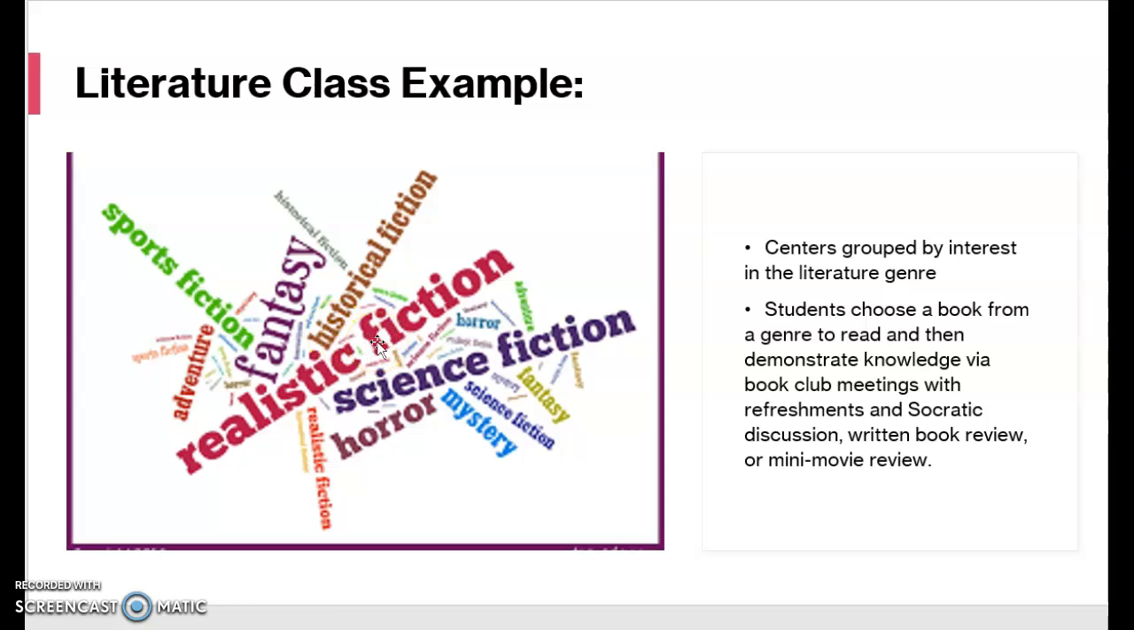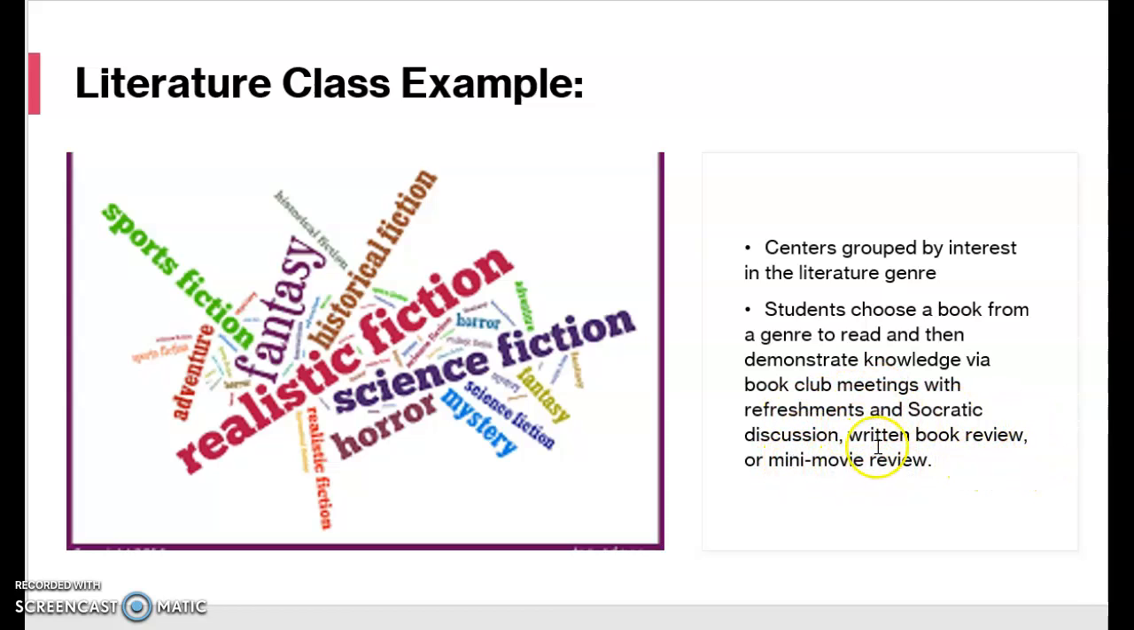I've also extended this as far as to novels, where I let the kids choose a genre. Flexible grouping puts them in different groups. And then within that, they're allowed to choose which novel in that genre they want to do a novel study on. And then they can even differentiate based on interest for product and process with their book club meeting, with refreshments and Socratic seminar.